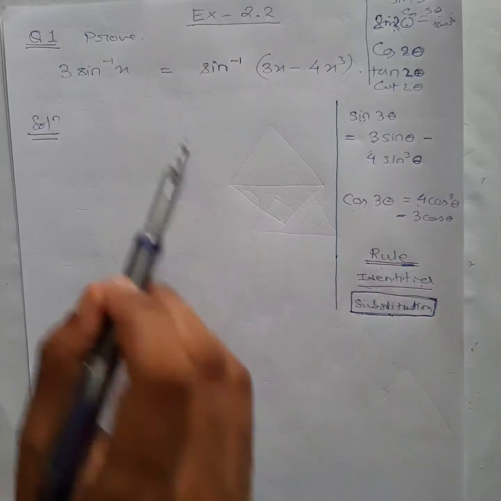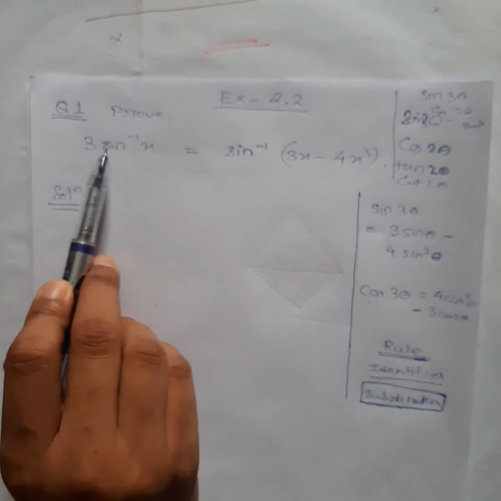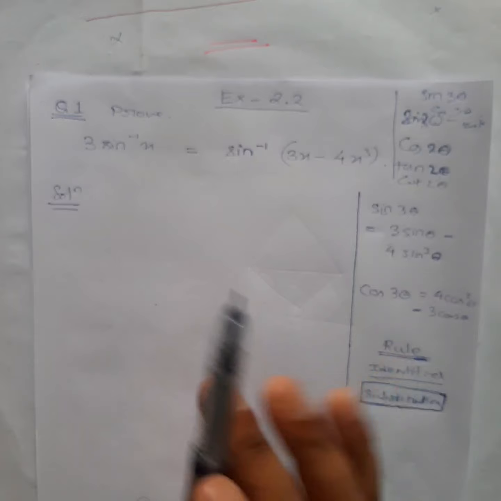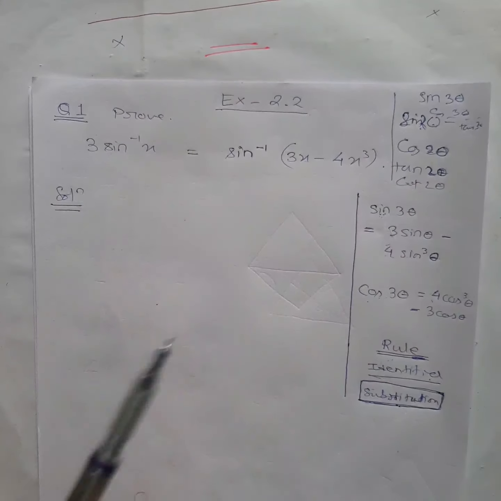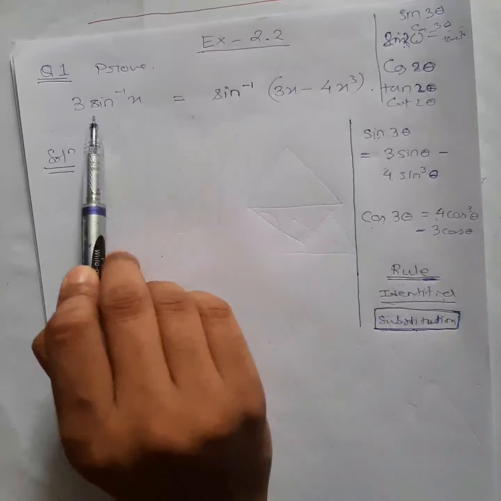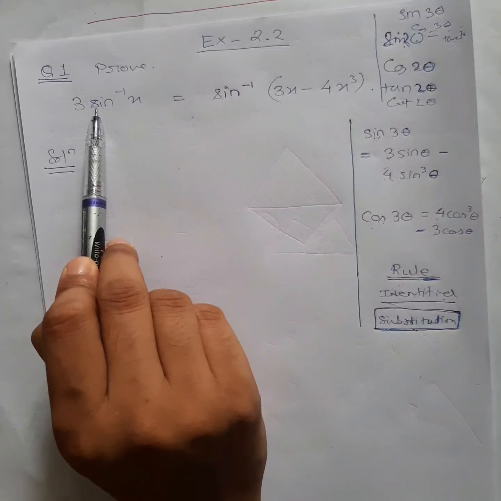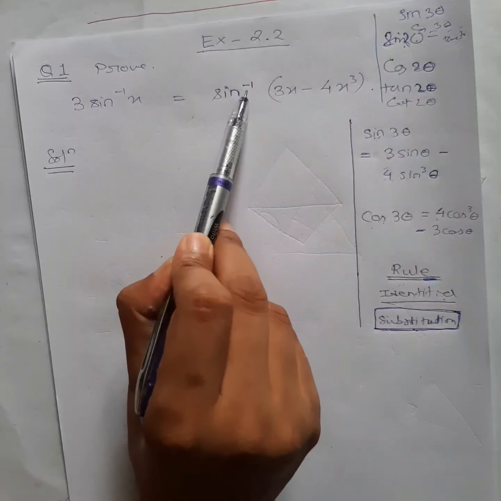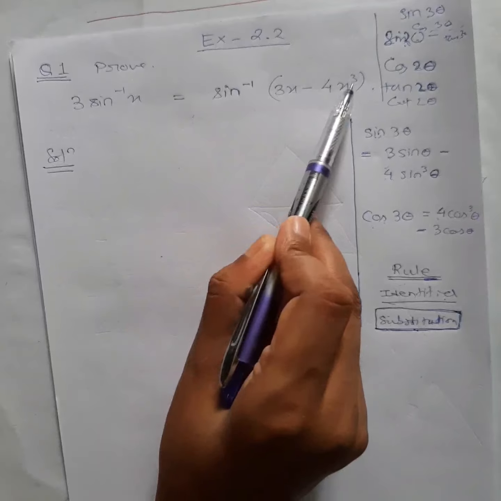Okay, so in this question also you can see thrice of sine inverse x. I don't have any identity right now. We have not studied any identity. Now see what you have to prove. You have to prove that 3 sine inverse x is equal to sine inverse of (3x minus 4x cube).